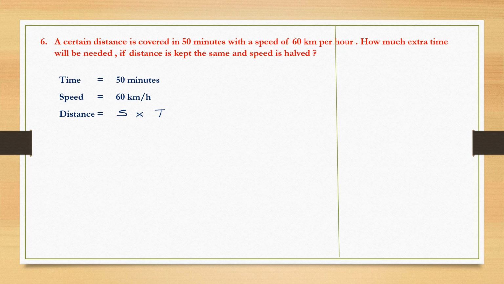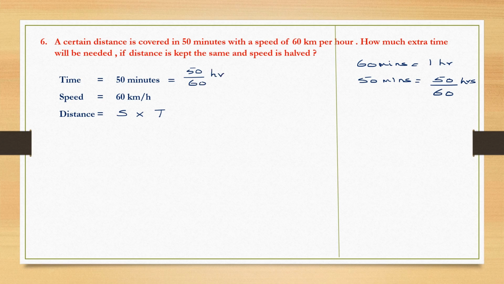So first, let's get the units to be the same. So we are going to convert 50 minutes into hours. Let's see how to do it. Now 60 minutes make 1 hour. So 50 minutes will make how many hours? 50 minutes will make 50 by 60 hours. So now this has become hours. The time is now 50 by 60 hours.